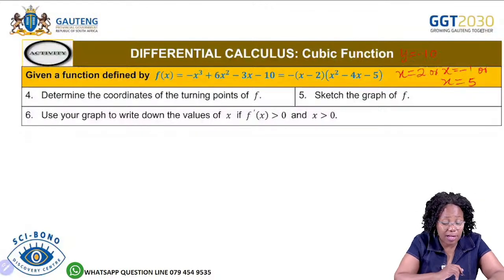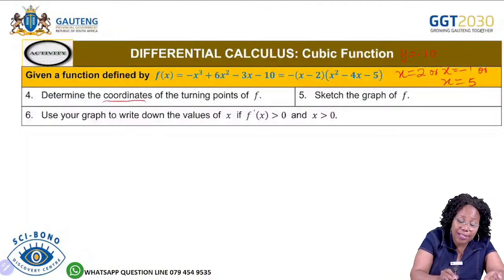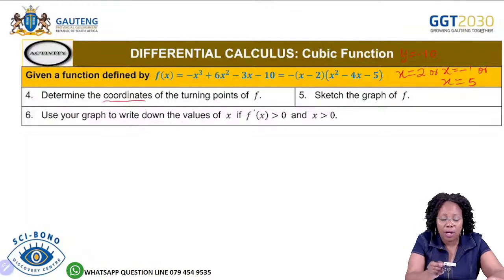We are still given that equation. We are still using the same formula as the previous. This is a continuation from the previous one. Number 4, you are determining the coordinates of the turning point. Coordinates, again, in coordinate form, that means the notation must be x and y of the turning points of f.